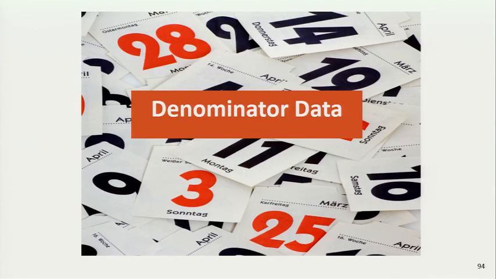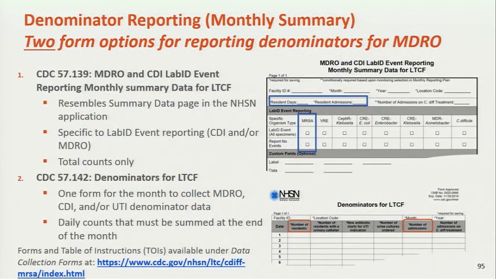Okay, we're going to denominator reporting next. There are 2 form options for reporting denominators for MDROs. These are the exact same forms that I talked about for C. difficile. So these forms can be used to collect both CDI as well as MDRO LabID events.